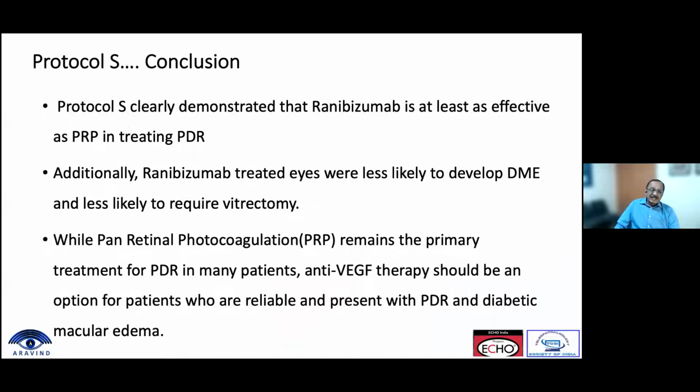So Protocol S clearly demonstrated that the anti-VEGF agent used, ranibizumab, is at least as effective as PRP in treating proliferative diabetic retinopathy. Additionally, ranibizumab treated eyes were less likely to develop diabetic macular edema, and they were less likely to require vitrectomy. This was one of the advantages.